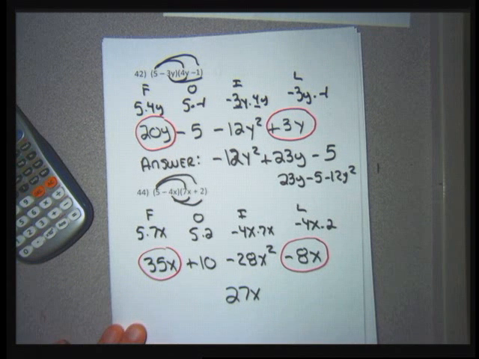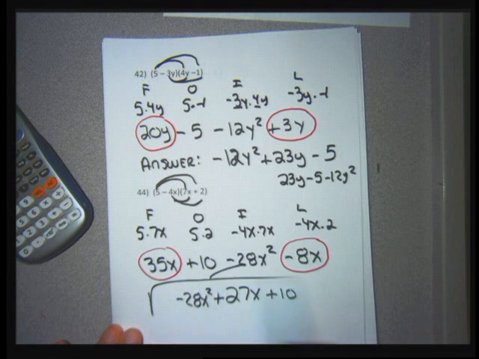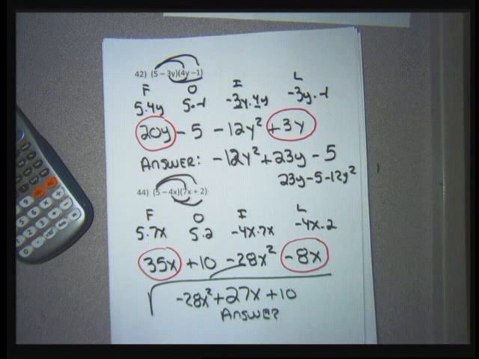I'd probably write that in the middle. I'd write the negative 28x squared first. I have to have signs between terms, and because this is positive, I'm going to put a plus sign between. Having written the positive 10, it's probably best to write it last. So my answer, at least the best answer I can write for problem 44, assuming I haven't made any adding or multiplying errors, is negative 28x squared plus 27x plus 10.